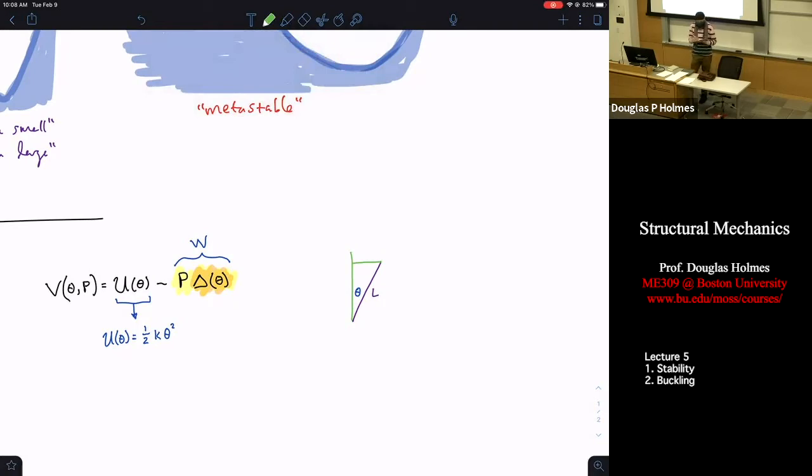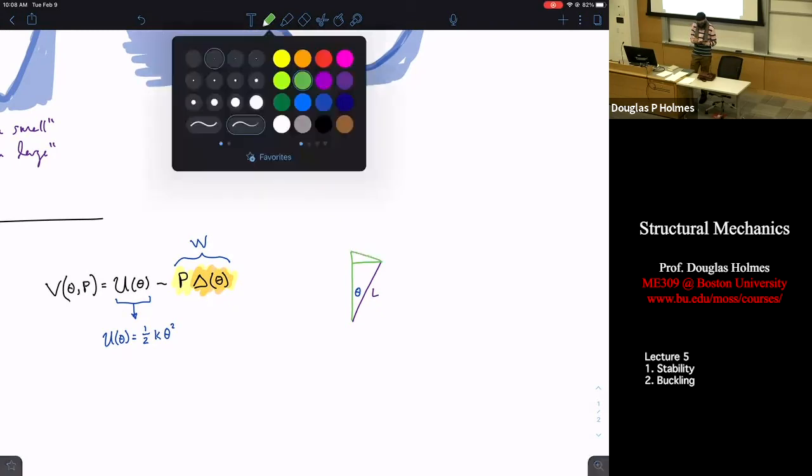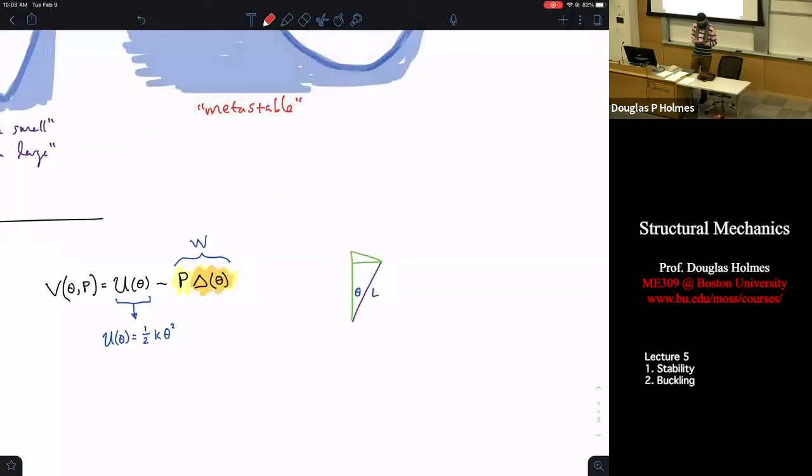So we need to find this height to this height is delta. That's the vertical deflection. Or I guess I called it capital delta, didn't I? Sorry, let me change that. That's how height is capital delta. That's what we want to know. If we know capital delta, we can plug it into our work and we can move forward.